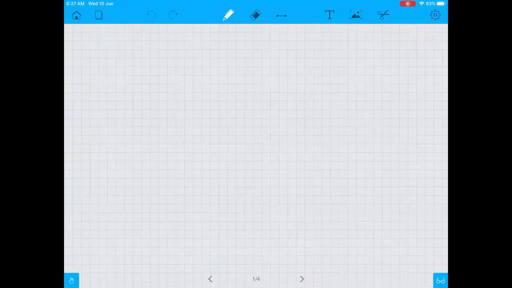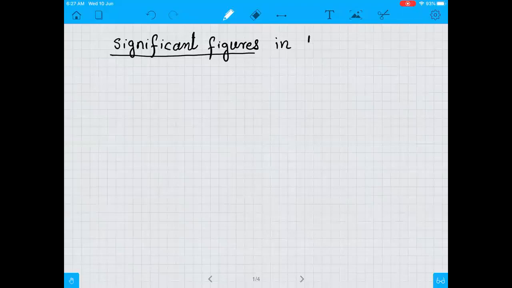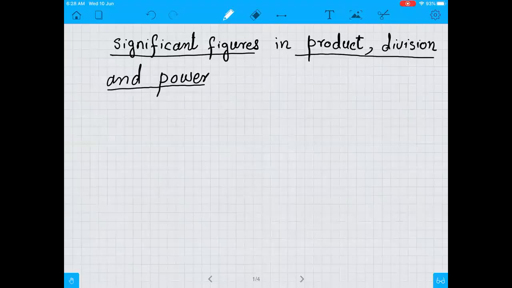Today, the topic that we are going to cover is the significant figures in product. So we have to study significant figures in product, division and power. Last time we studied the rules for significant figures for plus and minus. Now today we have to study the rules for product, division and power.